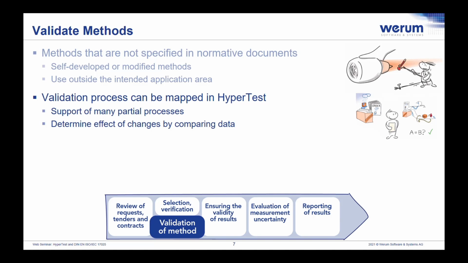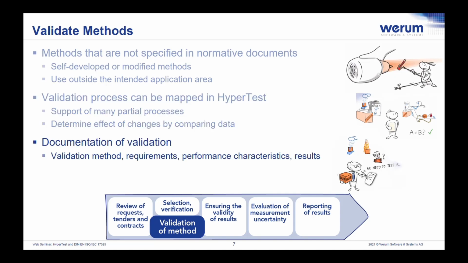When changing a validated method, it needs to be established what effect the modifications have. As HyperTest manages any information that is relevant to an order, the powerful search and filter functions can visualize the effect very easily. Both the dashboard as well as the report function are suitable means for documentation at this point.